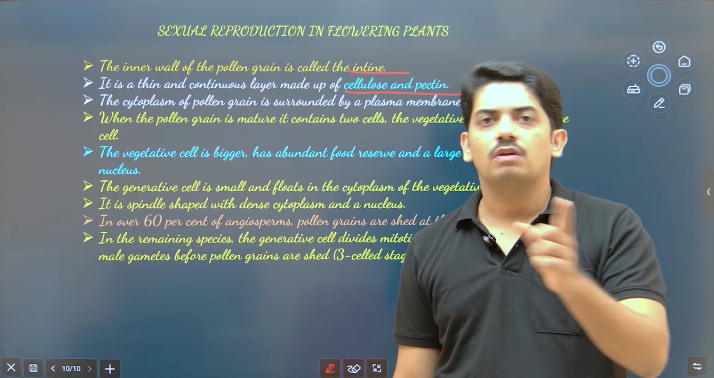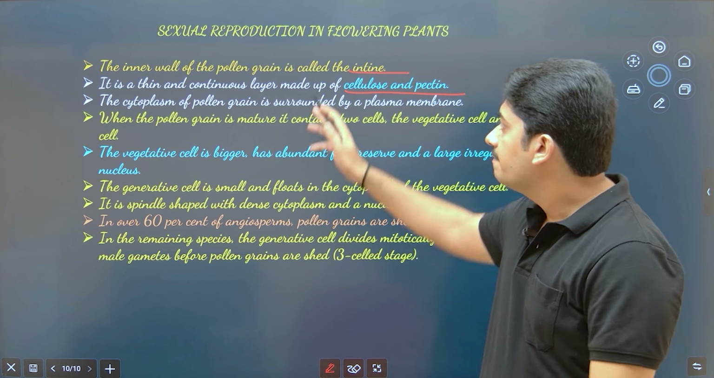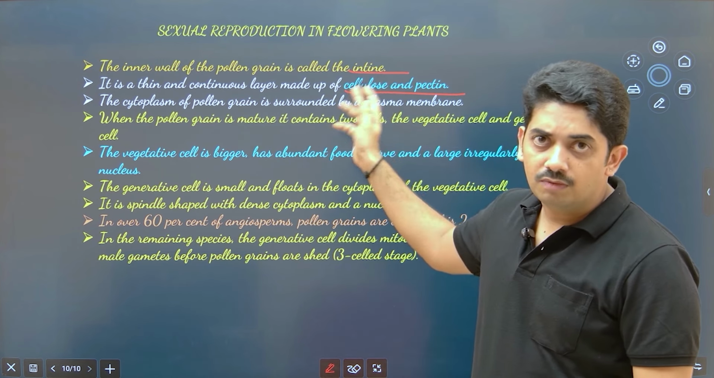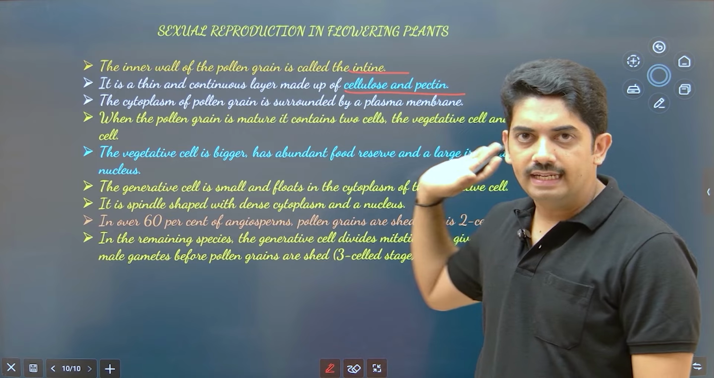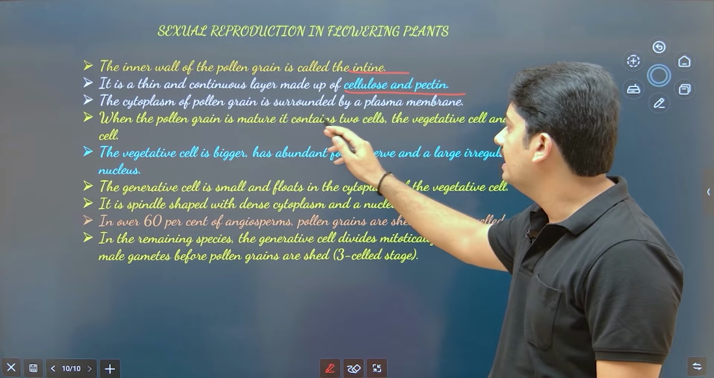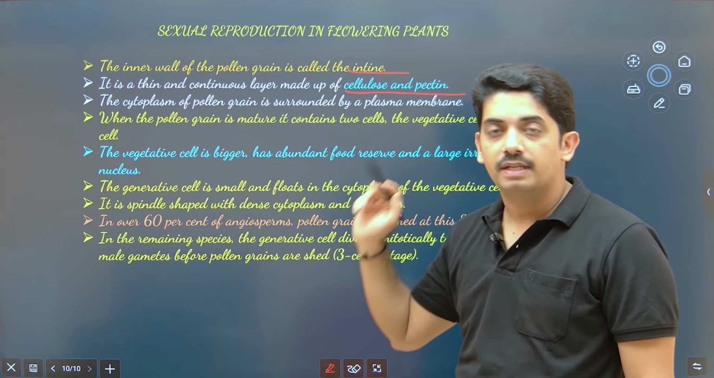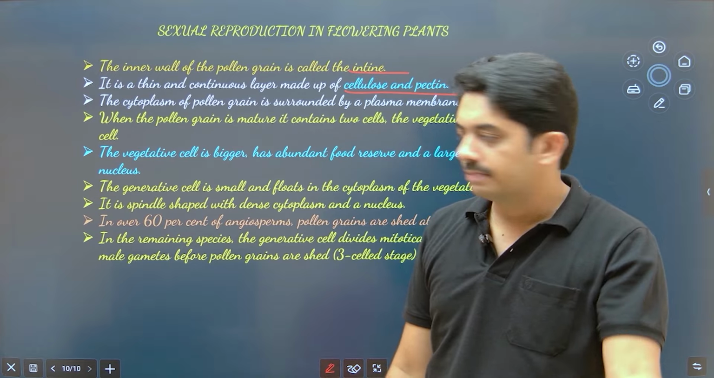The composition of exine is sporopollenin, which is organic, and the composition of the inner wall, intine, is cellulose and pectin. The cytoplasm of the pollen grain is surrounded by a plasma membrane. That means intine is present exterior to the plasma membrane.